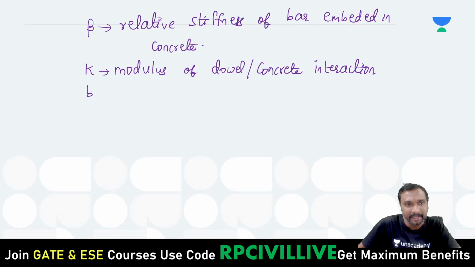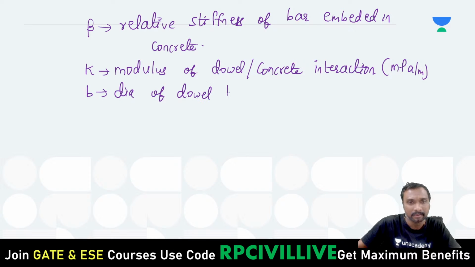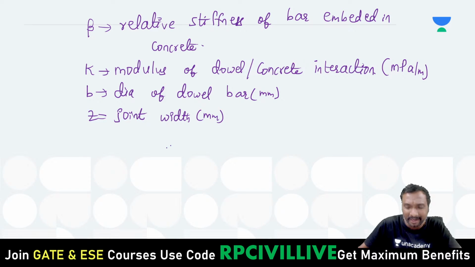What is that B? You can say that B is nothing but your diameter of this dowel bar. It is given in terms of MPa per meter. In terms of which units do we have to write? Millimeters you can write. And what is that Z? You can say that Z is nothing but your joint width, whatever gap you are having. If it is a contraction joint, it is 0. If it is an expansion joint, you are having that gap.